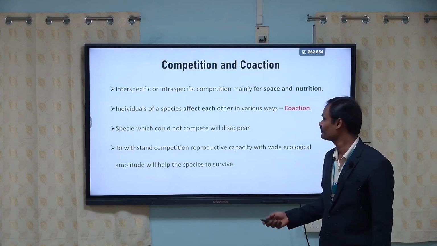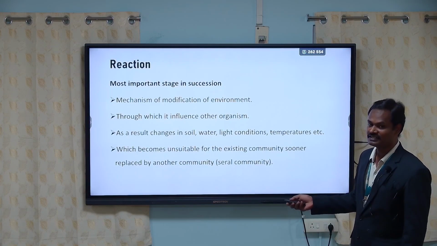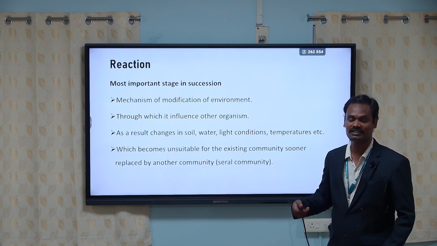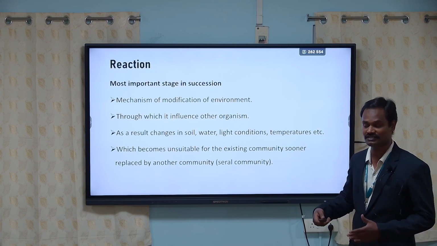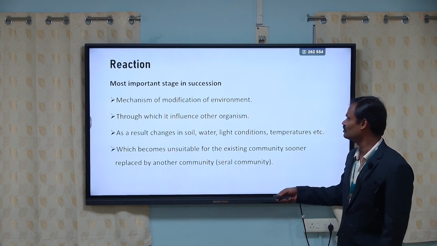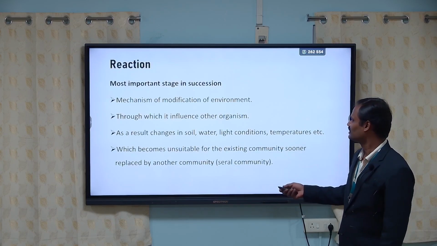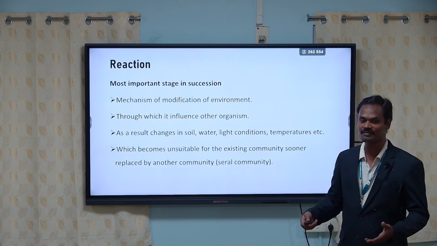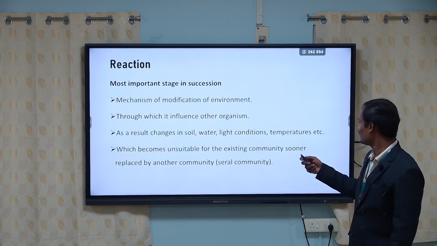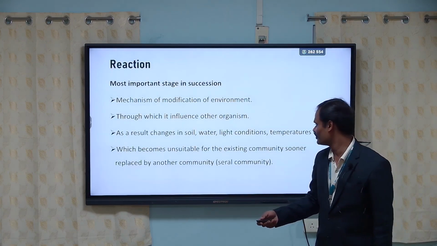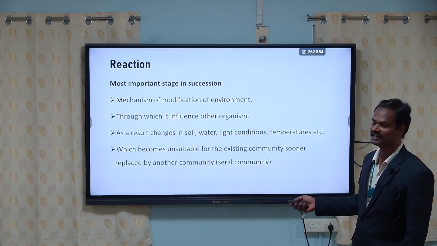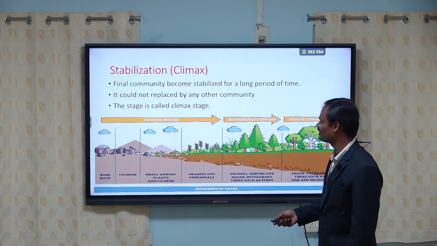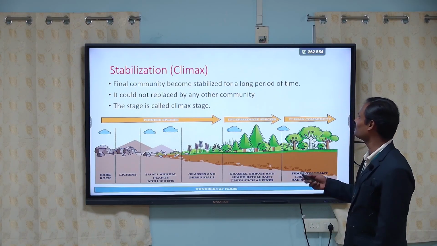Then the reaction, which is the most important stage in plant succession, is the mechanism of modification of the environment. Once established, these organisms tend to change the environmental conditions, through which they influence other organisms. As a result, there is a change in the soil, water, light conditions and temperature, which becomes unsuitable for the existing community, and soon it will be replaced by another community. These communities are called seral communities. The final stage is the stabilizing or climax community. The final community becomes stabilized for a long period of time.